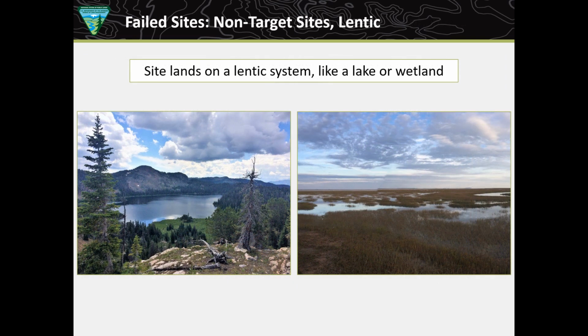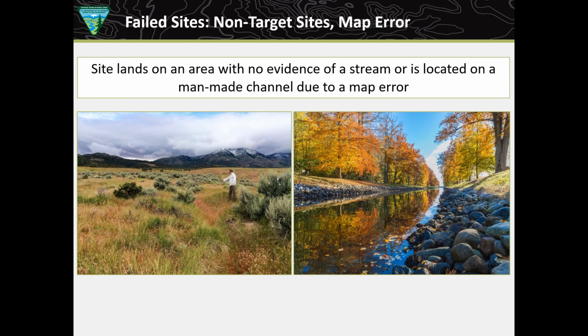The aquatic AIM protocol is only used to collect data on lotic systems, which include streams and rivers, and not on lentic systems, like lakes and wetlands. So if a site lands on either a lake or wetland, it should be marked as non-target. A non-target site may be classified as a map error if there is no evidence that a lotic system has ever been present, or if it is located on a man-made channel, like a canal or irrigation ditch.